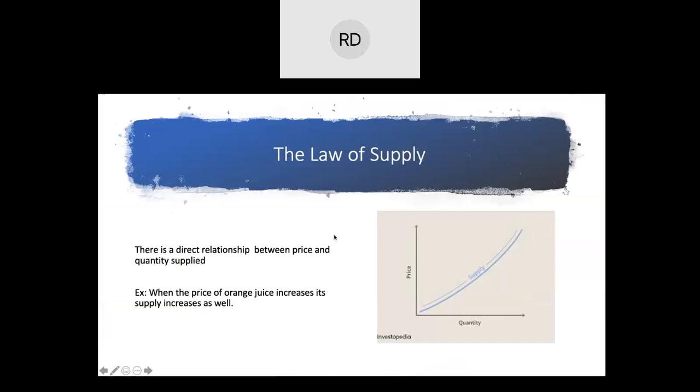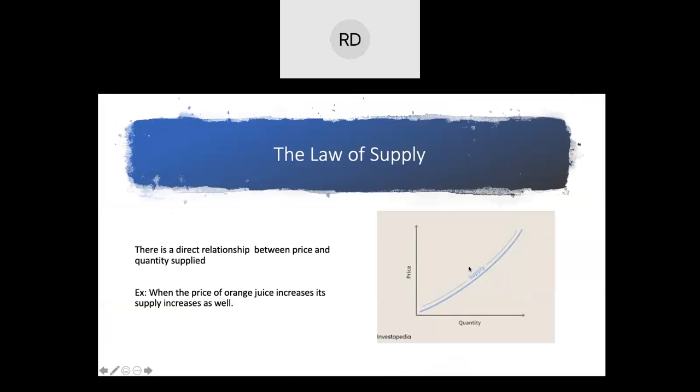Hi everyone. So this week we're talking about supply and the law of supply. So what's the law of supply? The law of supply says that there is a direct relationship between price and quantity supplied. A simple example is when the price of orange juice increases, the supply of orange juice increases as well.